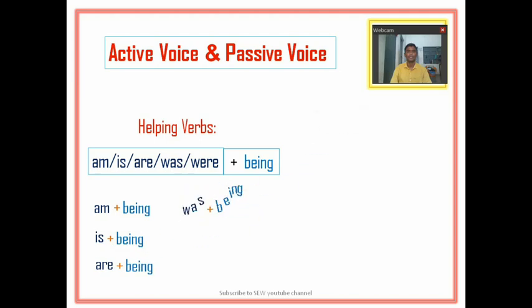Was, were, being. So if am, is, are, was, were are written or are there in the active voice, plus being should be written after them. Yes. And next one is pronouns.